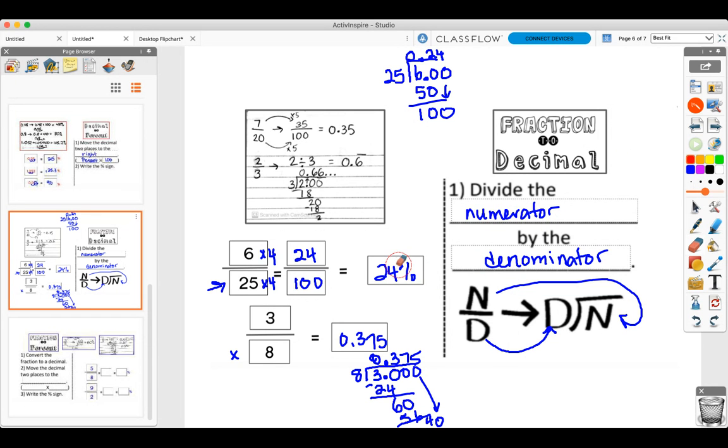And this was supposed to be a decimal, right? And I wrote it as a percent. Bad me. So remember, we did this fraction to a decimal. So you can do this by doing 24, and then you're dividing by 100, so move it 2 places to the left. It's going to be 0.24.